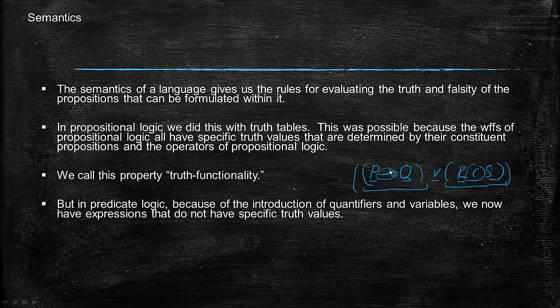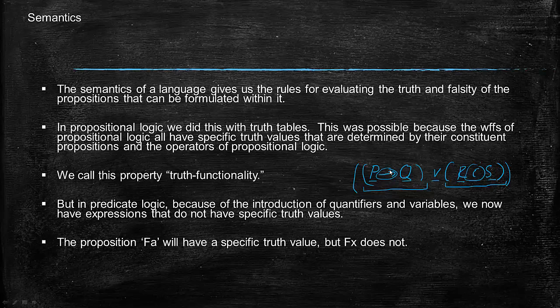But in predicate logic, because we've introduced quantifiers and variables, we now have expressions that do not have specific truth values. So the proposition Fa will have a specific truth value, but Fx does not. And that's because we've introduced a variable. Now you'll notice I didn't call Fx a woof. I called it an expression because this isn't a woof, but it is because of the introduction of variables and quantifiers that we can't use truth tables to do the semantics of predicate logic.